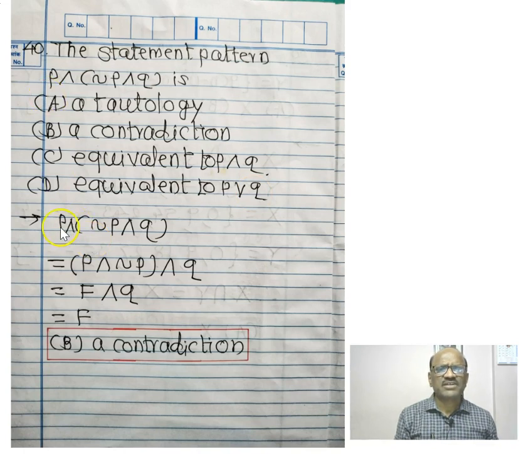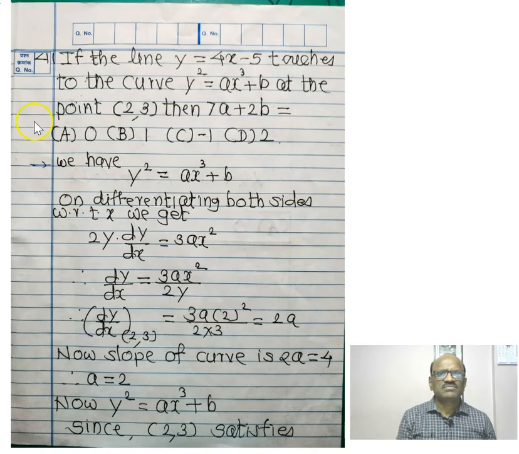Now this is the statement: P and negation of P and Q. Now what is here? Apply the associative law. That is, P and negation of P. P and negation of P means what? F. F and Q. F and Q is definitely F, and hence it is a contradiction, and hence option B is the correct one.